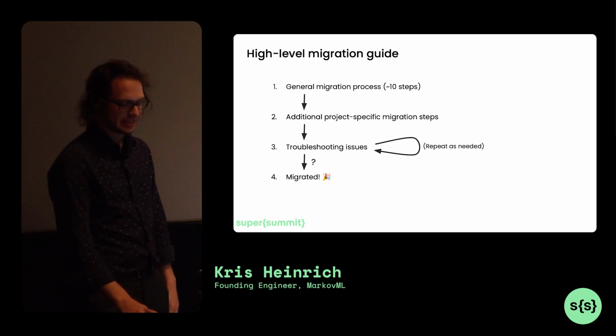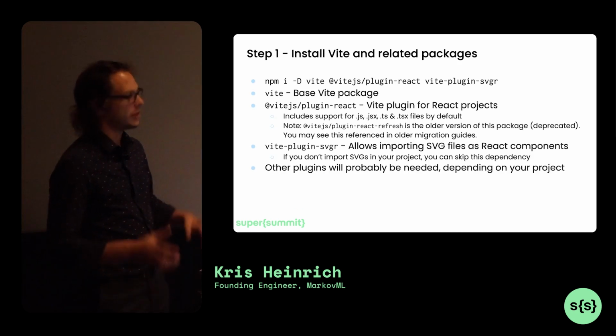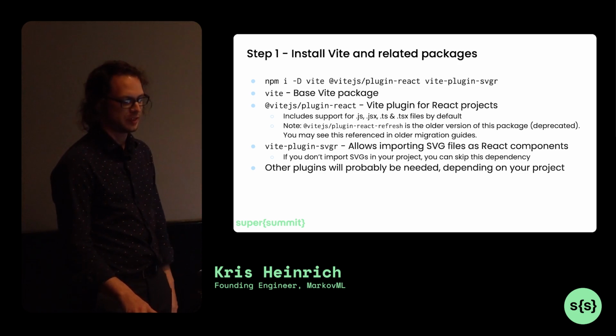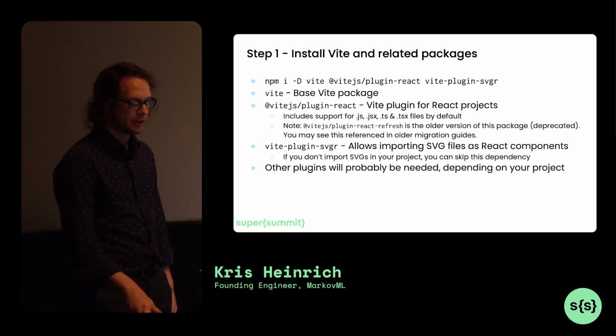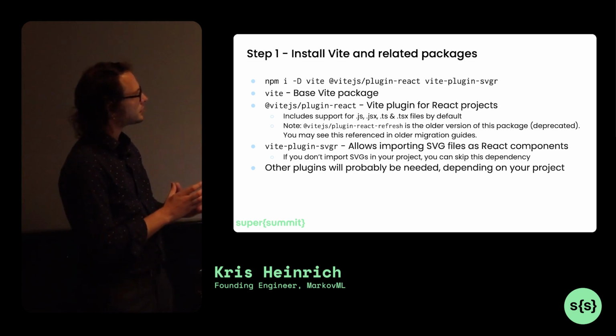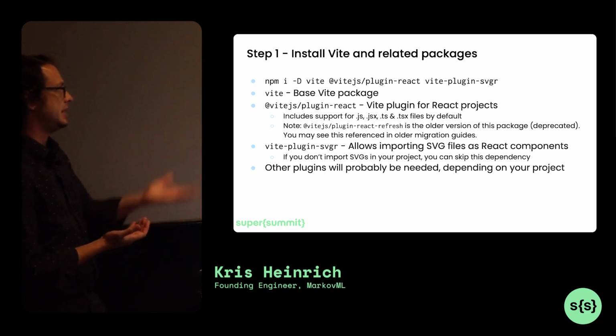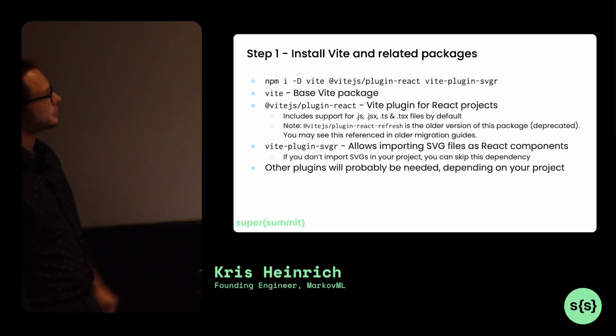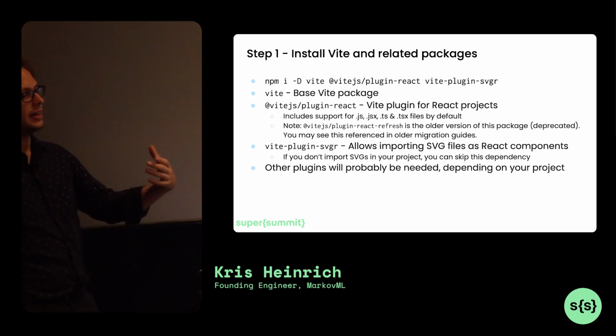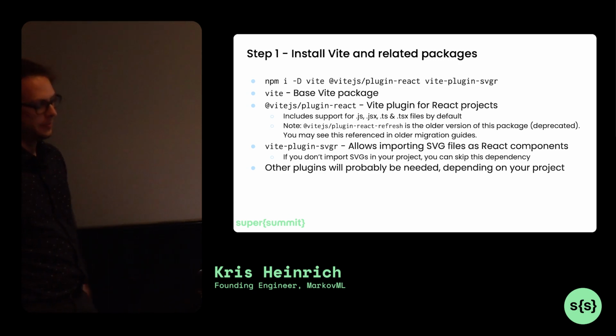So let's talk about the general steps. You have a Create React App project. How do you start moving to Vite? Step 1 would be to install Vite and any related packages that you anticipate you'll need. The Vite package is the base. And if you have a React project, you'll definitely need the Vite.js plugin React. Commonly, you'll use SVGs in your React project. So I've included here Vite plugin SVGR, which basically lets you take SVGs and import them as React components and use them in your project.